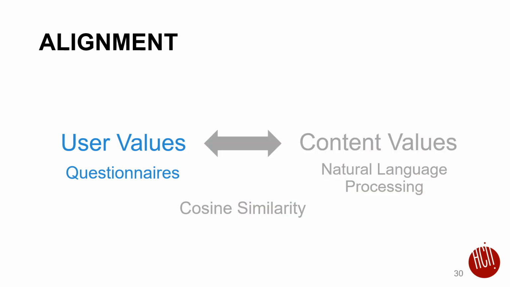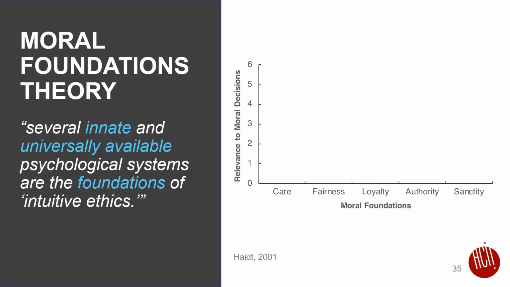So let's talk about how we estimate user values. Like I said, we estimate user values using Moral Foundations Theory, which argues that there are several innate and universally available psychological systems which form the foundations of intuitive ethics. The authors argue that there are at least 5 or 6 of these foundations. We use the 5 foundation model, which includes care, fairness, loyalty, authority, and sanctity.